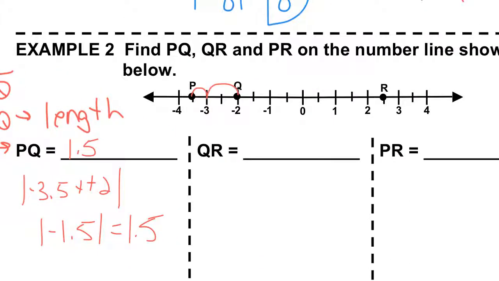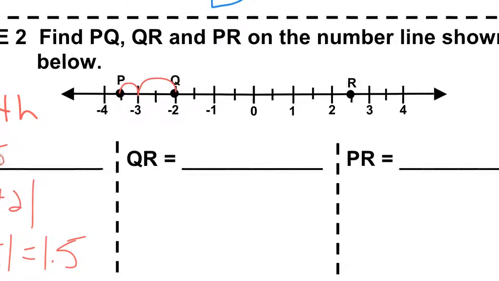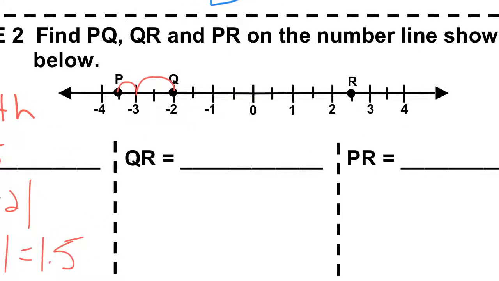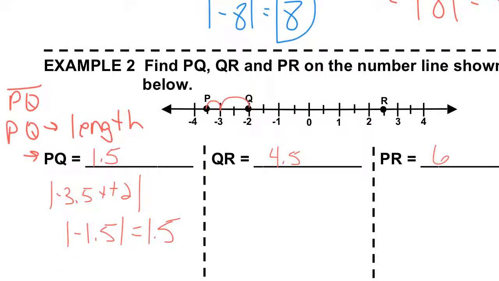So I think you can probably figure out the other ones on your own. If you're not watching this live, you can always fill in the work if you're having trouble when you come back. For Q to R, I got that it was 4.5, and from P to R, I got 6. So just remember, guys, you cannot have negative distances. It doesn't matter which way you're going. Always positive, okay?